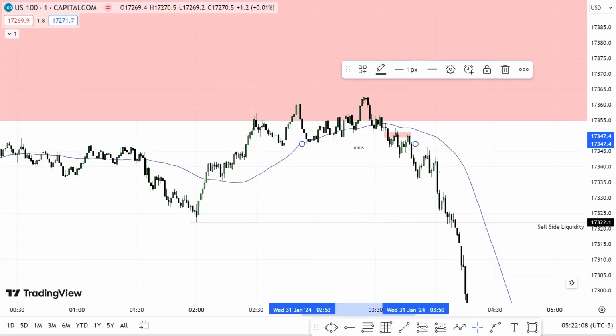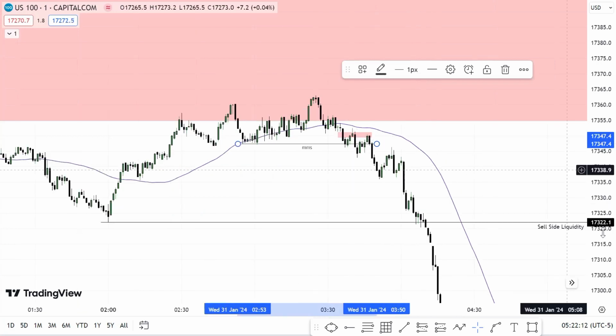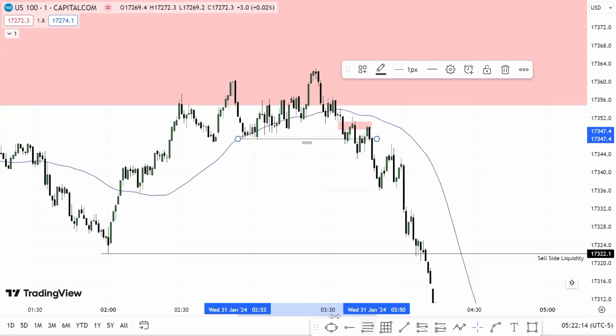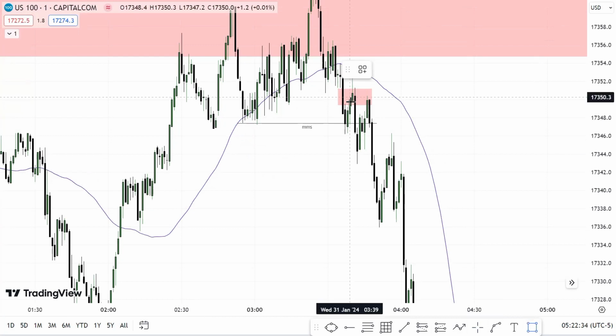So we have a fair value gap here. So this is it. And we also have sell side resting here. So if you had missed this, this is another fair value gap you would have used for your entry. This here is another fair value gap you would have used for your entry.